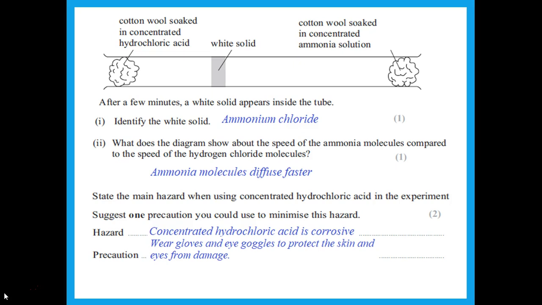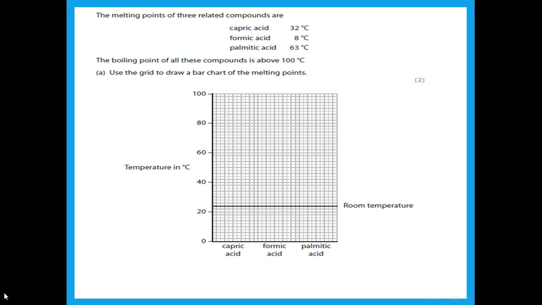Okay, so far, were you able to do these questions? They should be easy. Now, he's saying I have melting points of 3 related compounds and their boiling points are all above 100, and he's asking me to draw a bar chart. You should know how to draw a bar chart, right? So, the first question you ask yourself, are these bars touching or not touching? Remember that in chemistry, most of the bars that we will be drawing in a bar chart are not touching.